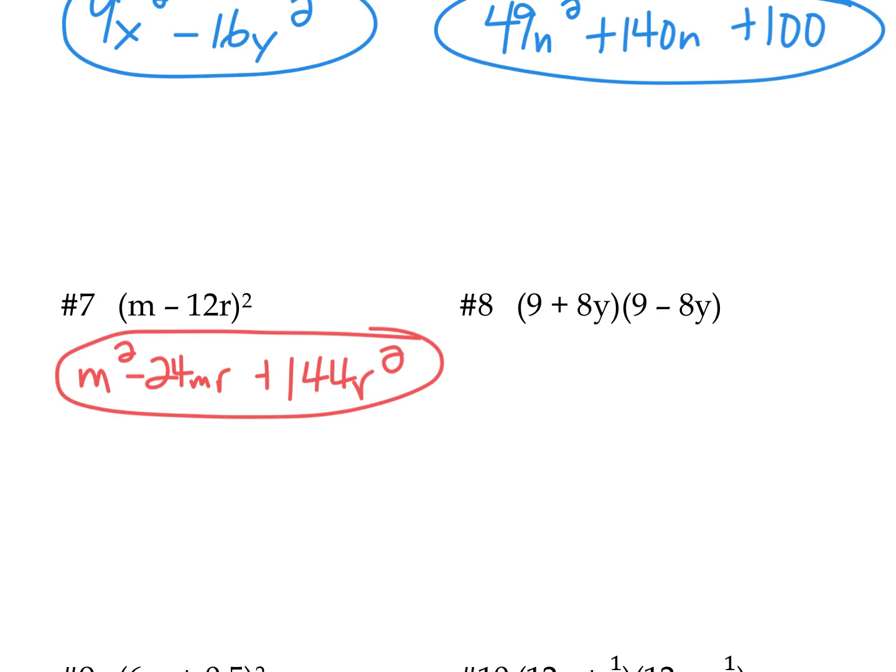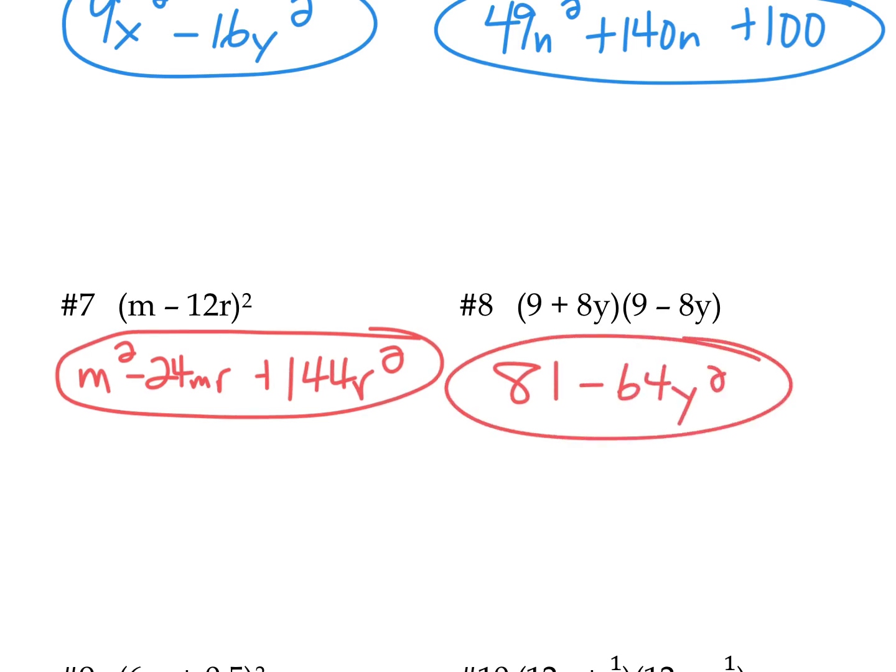Now we have a sum and difference, where I'm going to multiply these together, and the middle terms are going to cancel. This is going to be 81, which is 9 times 9, minus 64y squared. 81 minus 64y squared. Again, get used to the patterns here so you're not multiplying it all the way out, finding the middle terms that you don't necessarily have to write out fully.